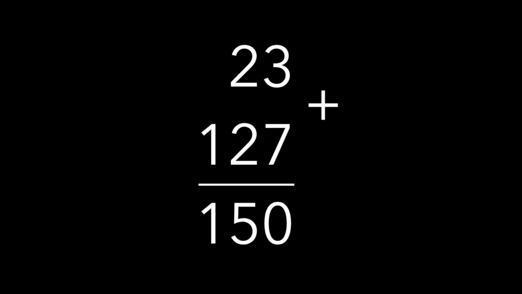23 plus 127 equals 150, and now you know how a computer does it with logic gates. That's all there is to logic gates.